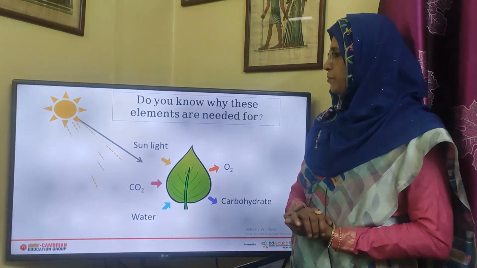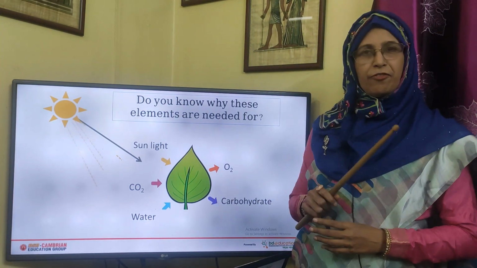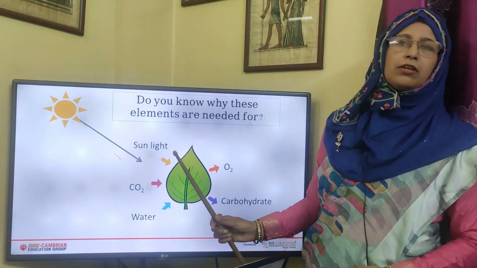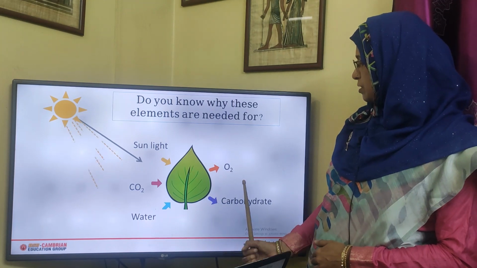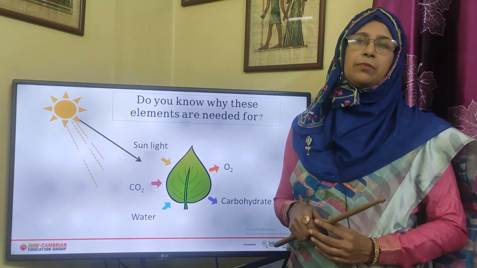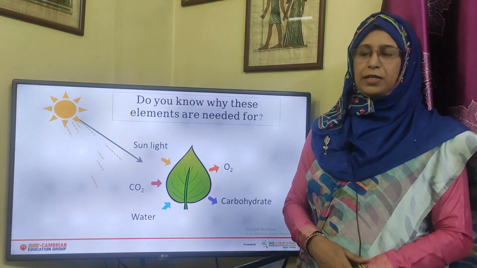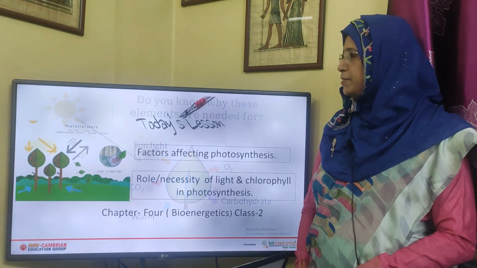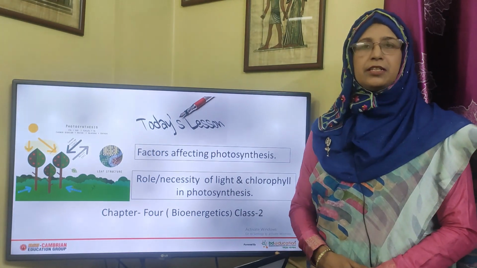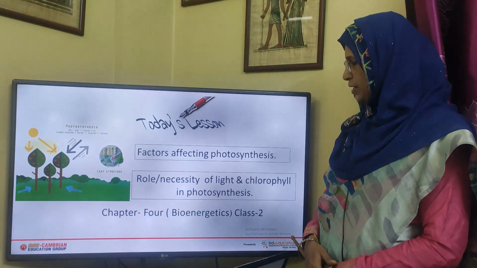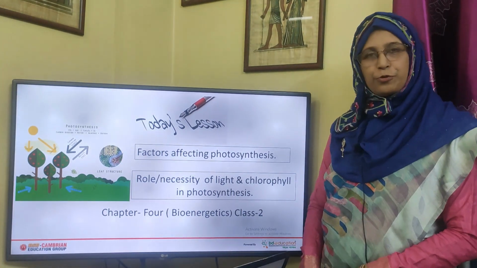Dear learners, do you know why these elements are needed? That means there are some elements or components: sunlight, carbon dioxide, water and oxygen. All the elements are essential for photosynthesis. So what is our today's topic? Yes, our today's topic is the factors affecting photosynthesis and the role and necessity of light and chlorophyll. Chapter 4, Bioenergetics, class 2.